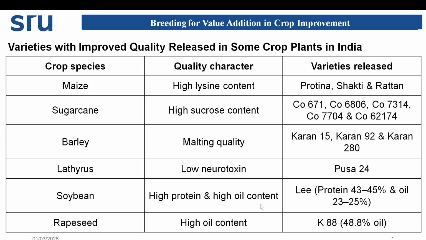Soybean, high protein and high oil content: protein 43 to 45% and oil content 23 to 25%. Rapeseed, high oil content: K88, 48.8% oil.